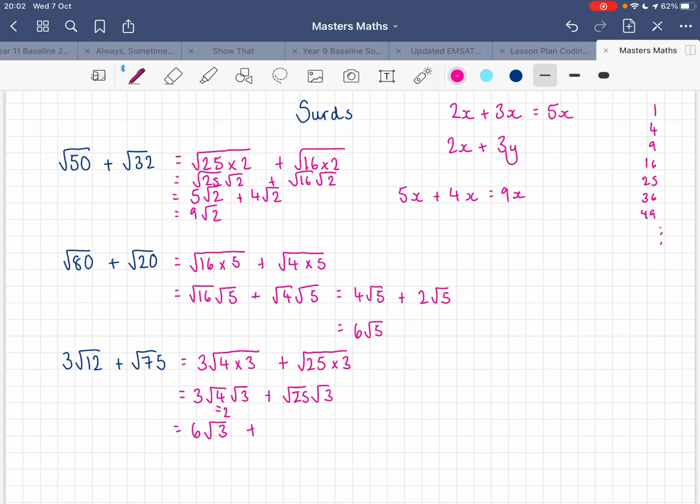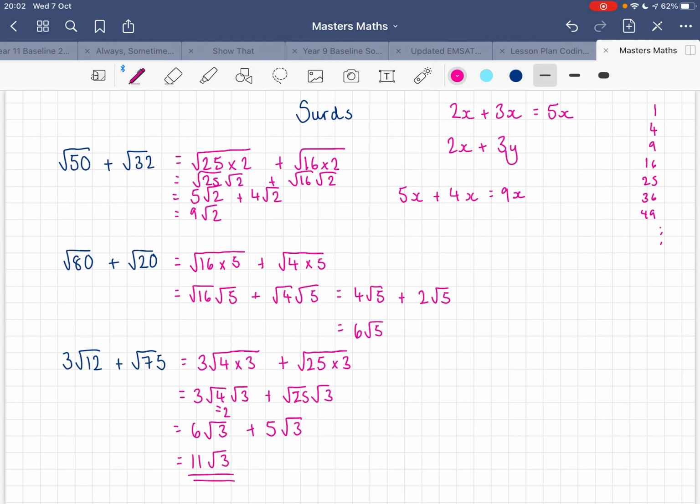And then the second one, there's no number to worry about. We just need to square root 25, which is 5. And again, it's root 3. So now we have like surds. We can add them together. And you get 6 add 5 is 11 root 3 altogether. And that is your final answer.